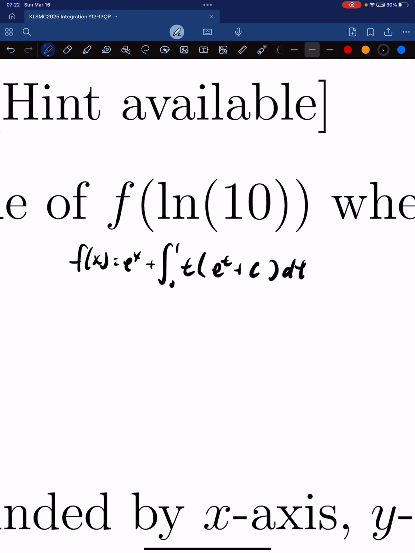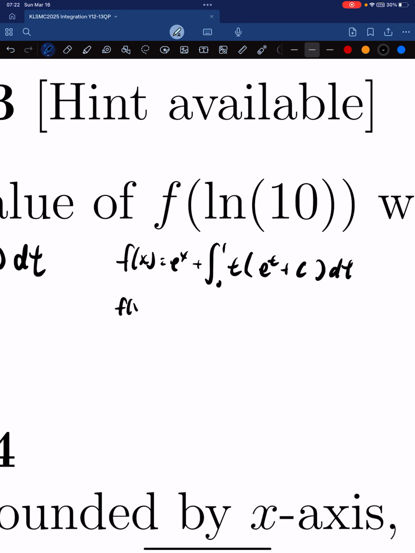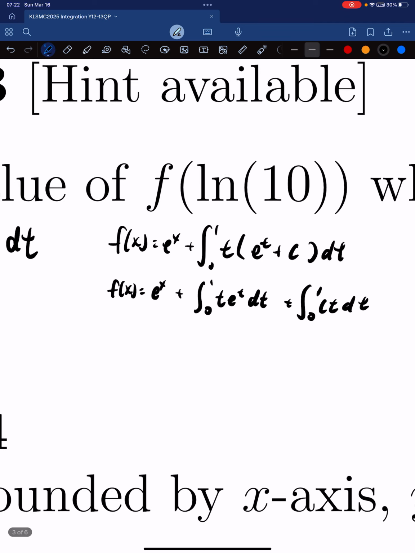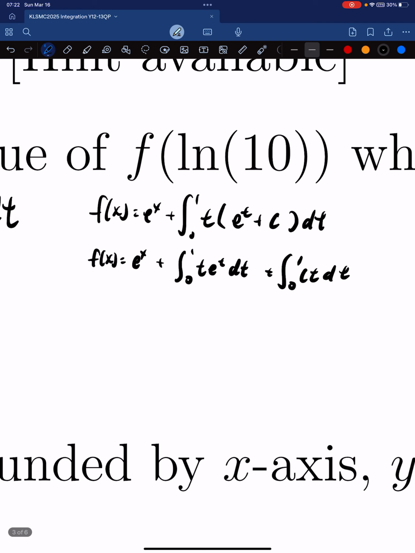To evaluate this integral, it's a bit complicated, but not that complicated. So we need to consider integration by parts here. Let's first divide the integration into two parts: t e to the power of t dt plus c t dt. And we know that this part is very straightforward. I'm going to evaluate this first.